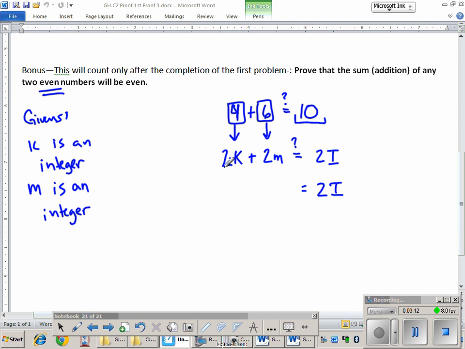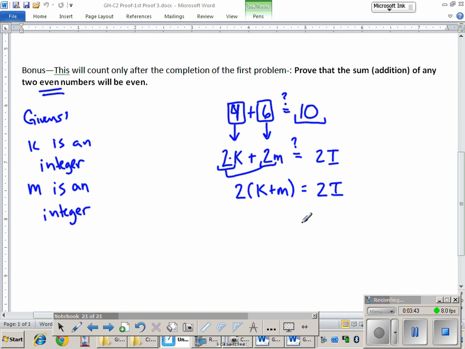I should notice that there's a 2 in this term and also a 2 in this term. If there's a 2 in both terms, I can factor that out as a common factor, hence the term factor. So that's what I'm going to do. I'm going to take the 2 in each term and write it out in front and create a distribution problem behind it. So I'm going to ask myself, 2 times what gets me 2k? Of course, the answer is k. And then I'm going to add that to 2 times what gets me 2m? Of course, the answer is m.